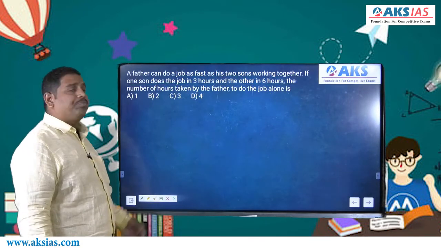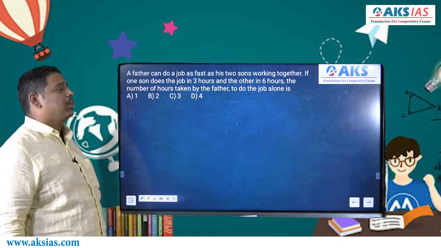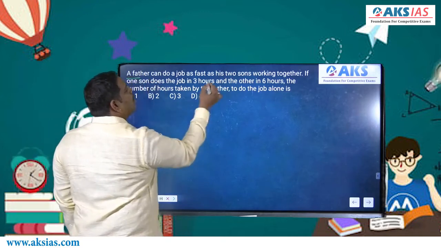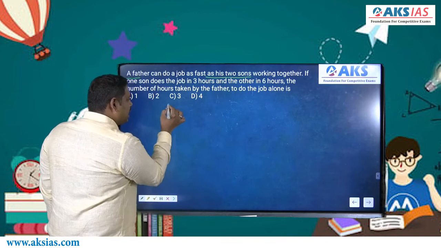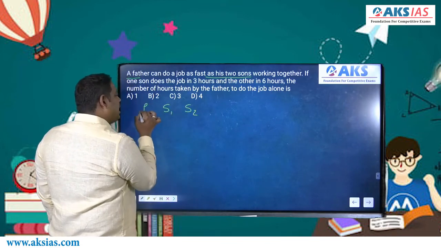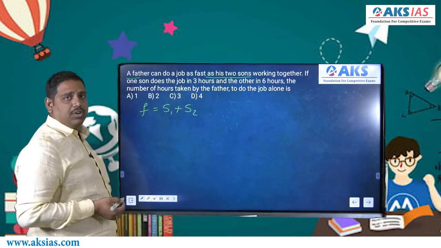Right, observe here. A father can do a job as fast as his two sons working together. So what he is saying is, a father can do a job as fast as his two sons. That means son 1, son 2, two sons are there. Father is equal to son 1 plus son 2, because together he is equal, right?